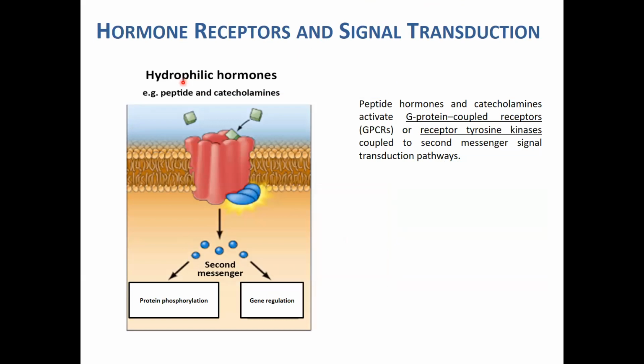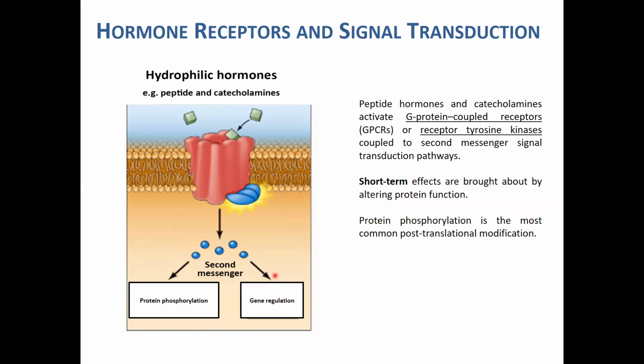Now, for water-soluble hormones like peptide hormones and catecholamines, these are going to go through G protein coupled receptors or tyrosine kinase receptors. Again, the hormone binds to the ligand binding domain, which is in the extracellular portion. It's going to produce a conformational change in the protein. I'm either going to activate protein phosphorylation, or I'm going to change gene transcription and gene regulation.